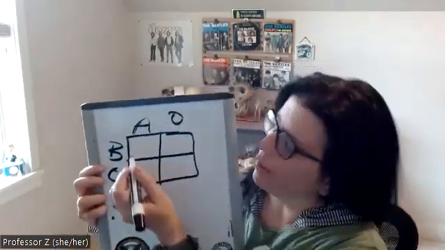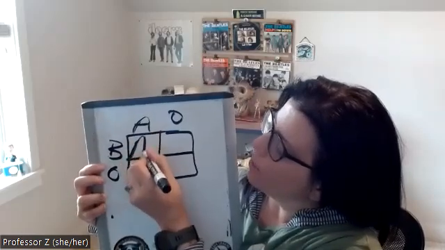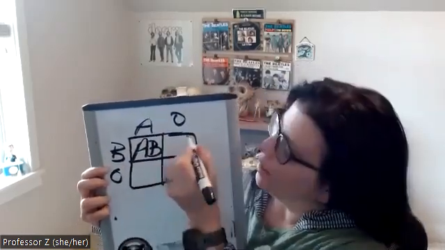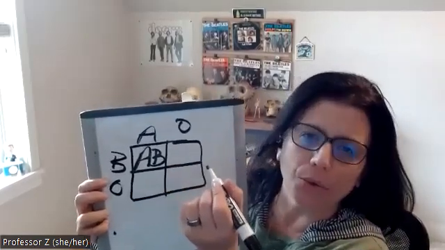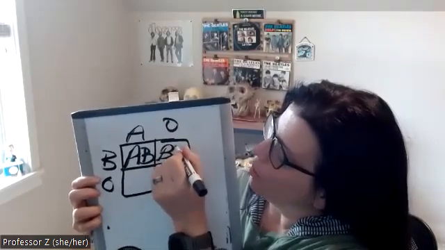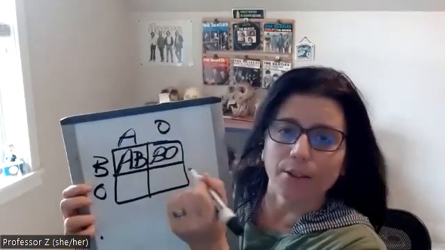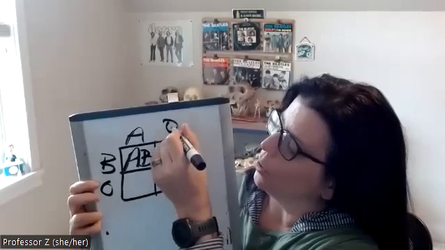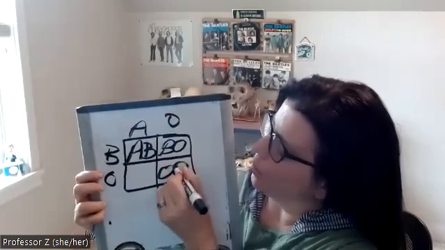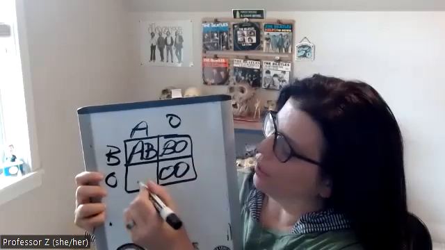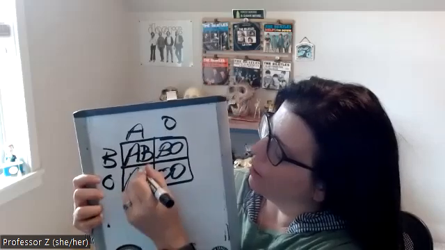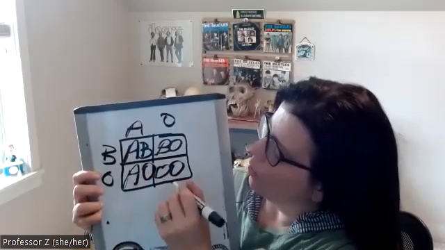If you said AB, you would be correct. And then in this group, what do you think it would say? BO would be correct. In this box, you're going down, and then horizontal would be OO. And then following that same pattern, AO.